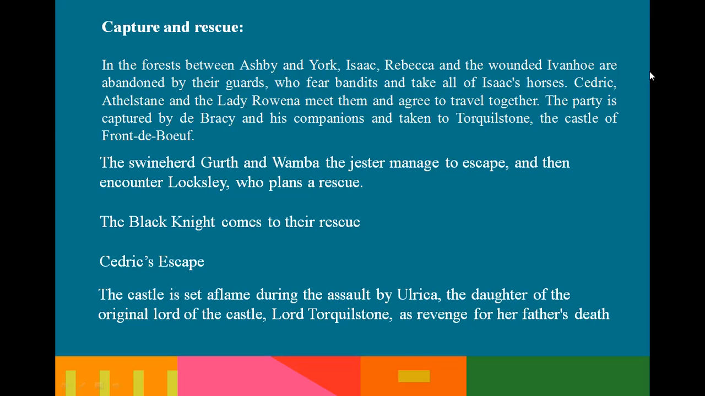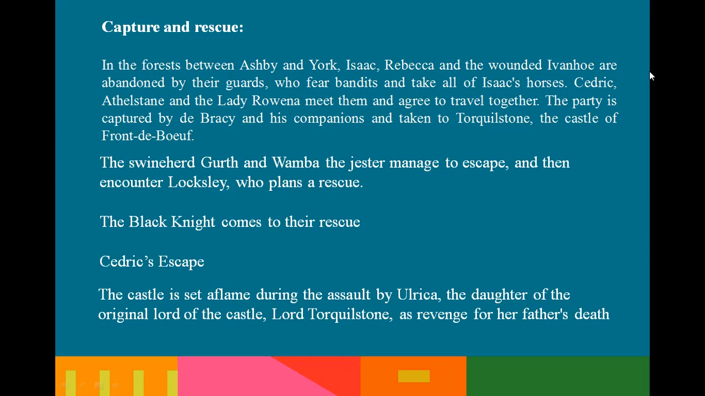At the same time, in that forest, Cedric of Saxon, Athelstan, and Lady Rowena are also going along the same route, and they happen to meet Isaac, Rebecca, and the wounded Ivanhoe. And they agree to travel together. The party is captured by De Bracy and his companions and taken to Torquil Stone, the castle of Frondibus.